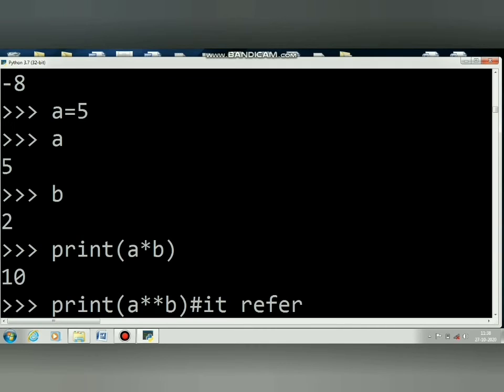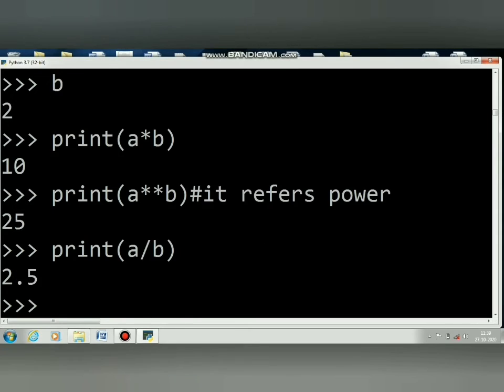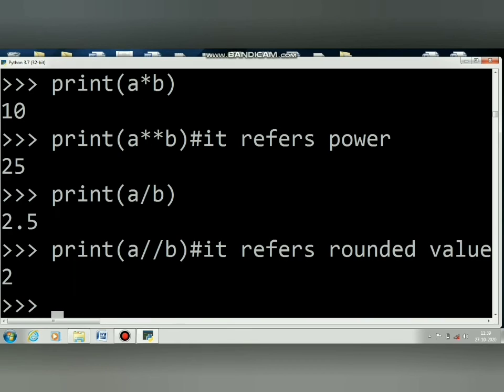Next, I use the double asterisk symbol. Already I told you it refers to power. So here A value is 5, B value is 2. So 5 power 2 is equal to 25. That's why our answer is 25. Next, print A divided by B. 5 divided by 2 is 2.5. So I want to get the rounded value. The double divide by symbol refers to rounded value. So we'll get the answer 2.